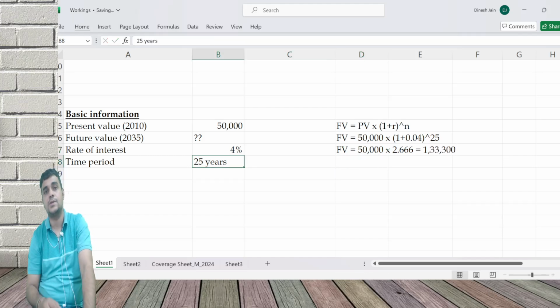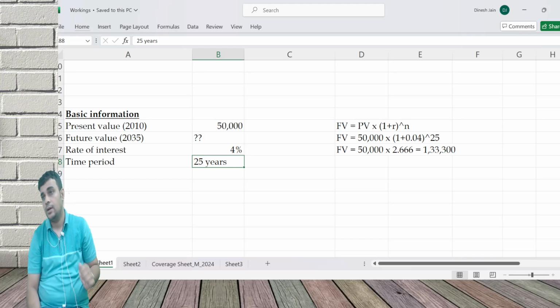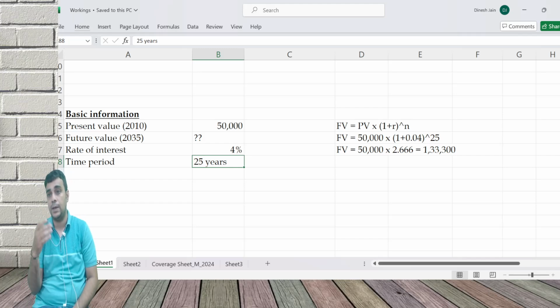Any doubts on this? Clear? Again, I'm repeating just because it's 10 years, 15 years. If you keep in mind how many years, why I'm doing this, I cannot help it. I have told you the approach. If you follow the approach, you will get to the answer. Clear? Any doubts on this?